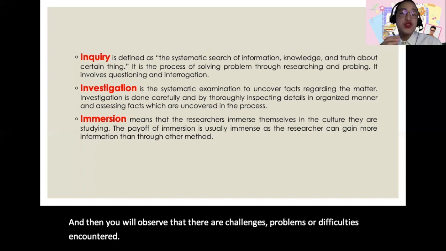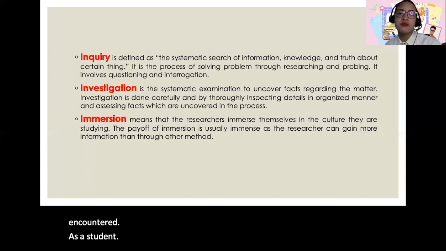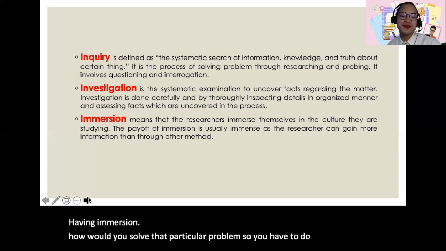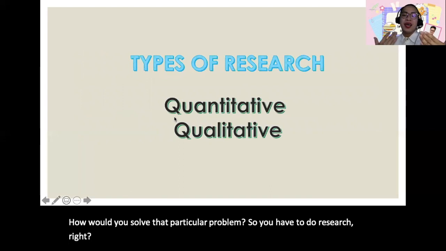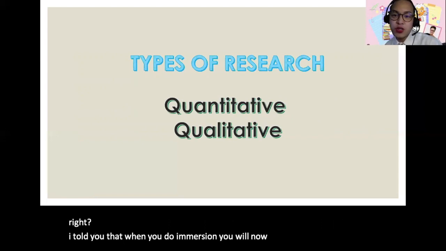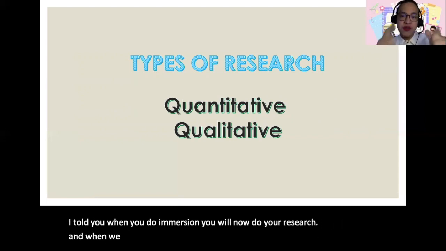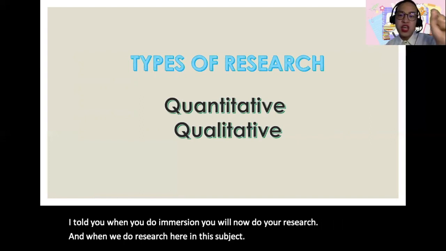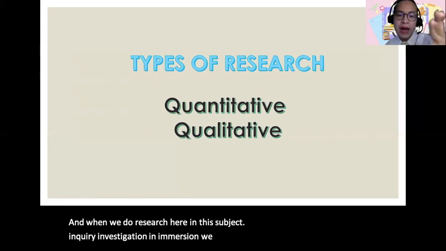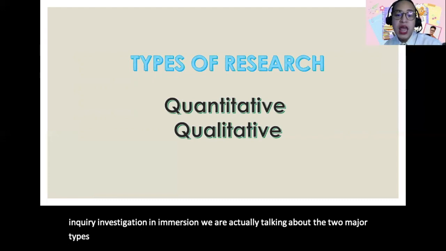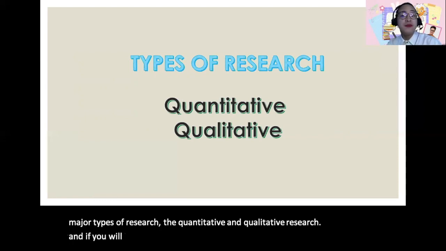Now, as a student having immersion, how would you solve that particular problem? So you have to do research. All right? I told you that when you do immersion, you will now do your research. And when we do research here in this subject, inquiry, investigation, and immersion, we are actually talking about the two major types of research, the quantitative and qualitative research. And if you will combine both of them, that's going to be mixed method. All right?